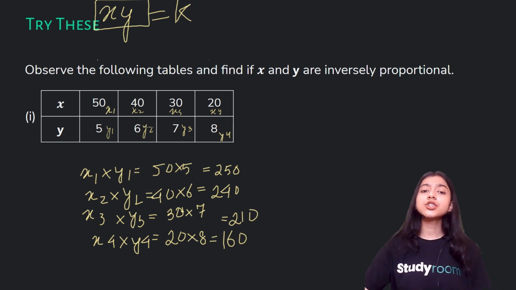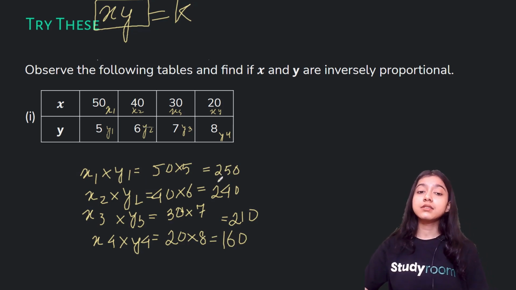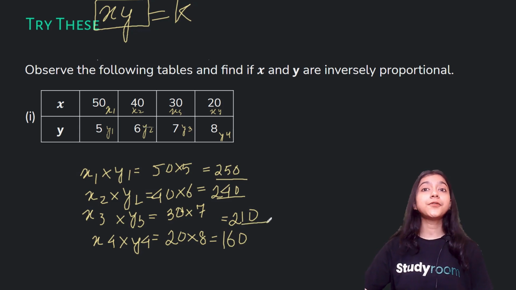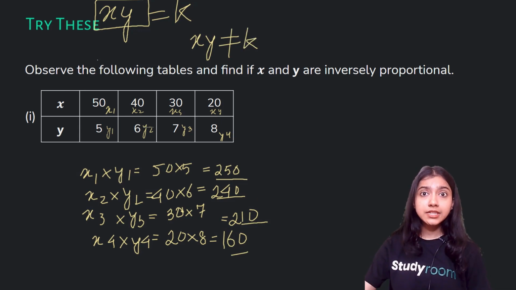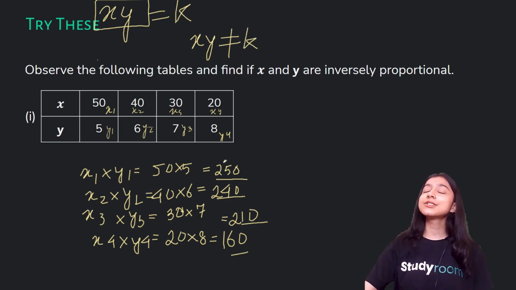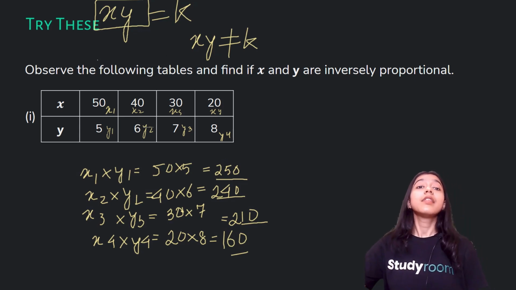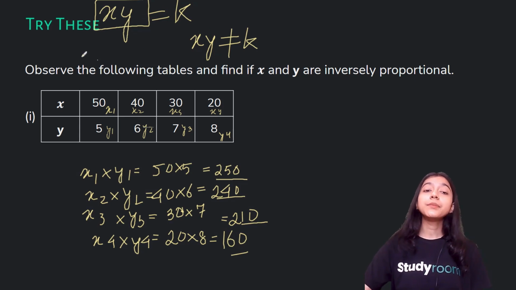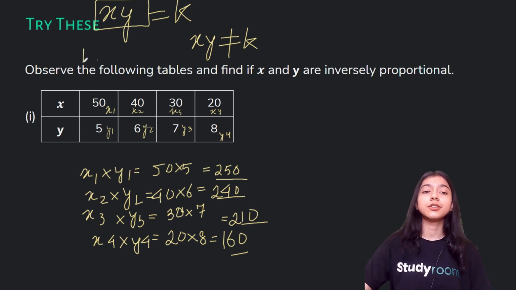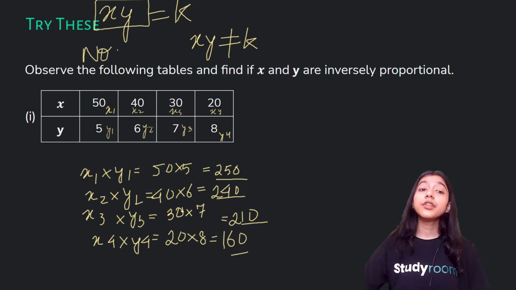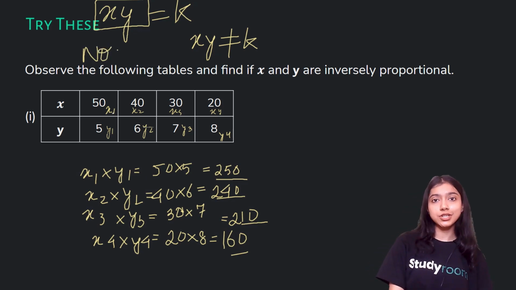So, what we are observing in each of the cases? That in each of these cases, the products are different. It is not a constant. That means x multiplied by y is not a constant. So will x and y be inversely proportional? No, because it is not satisfying the condition that the product should be a constant number. So x and y will not be inversely proportional with each other. So the answer will be no, they are not inversely proportional with each other.